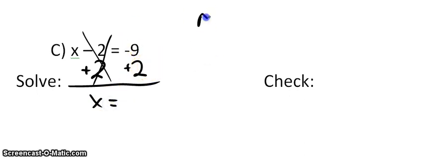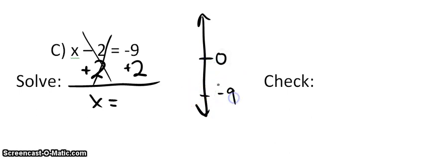Now think about your number line. You don't have to draw it all out, but show 0 and show here's negative 9. And if you want to show the next number higher or so, you can. If I'm adding 2 to negative 9, I have to go up, remember, because when you add, you always go up. When you subtract, you go down. So I'm adding 2, I'm going to go up, negative 8, negative 7 is where I'm going to end. So x is equal to negative 7.